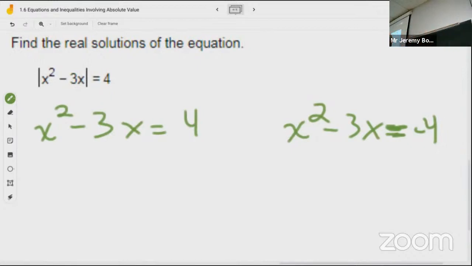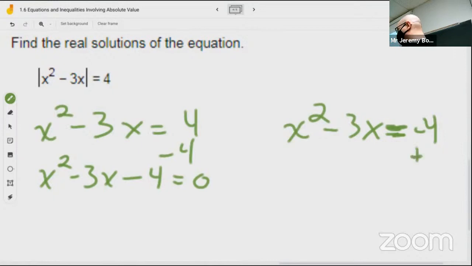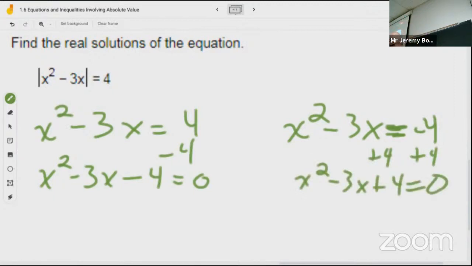And so what we end up with is two quadratic equations. To solve those, you want to get one side equal to 0. So for this one, we'll subtract 4, and we'll get x squared minus 3x minus 4 is equal to 0. On the other one, we'd have to add 4, right? And so for that one we end up with x squared minus 3x plus 4 is equal to 0. So two different quadratics. Got them set up. Ax squared plus bx plus c is equal to 0.